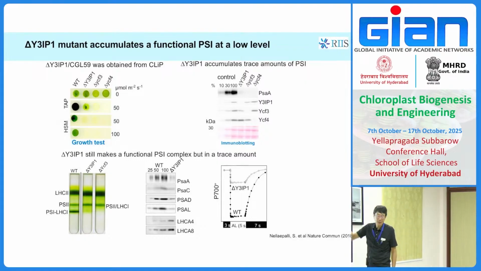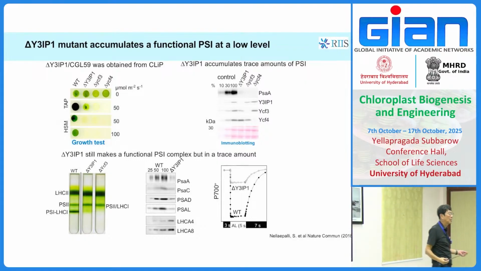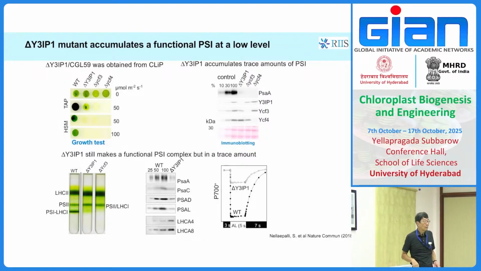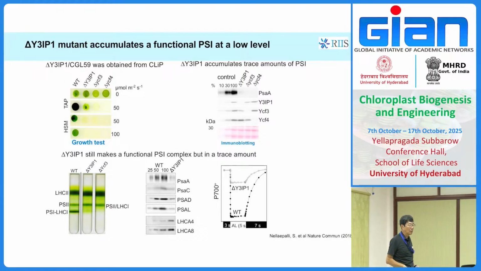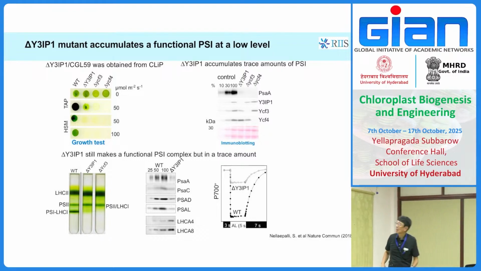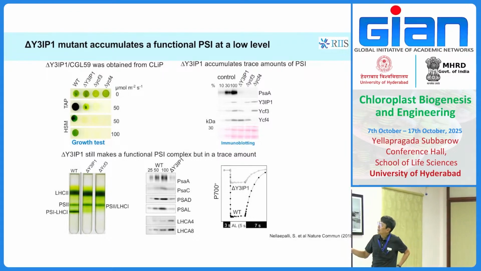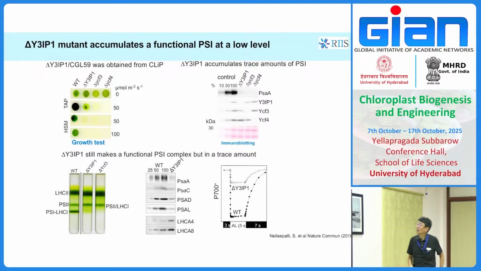And this is HSM media, high salt minimal. This lacks acetate. So cells can grow only under photoautotrophic conditions. So Y3IP1, YCF3, YCF4 didn't grow at all. So Y3IP1 is also very important for photosynthesis, probably PS1.